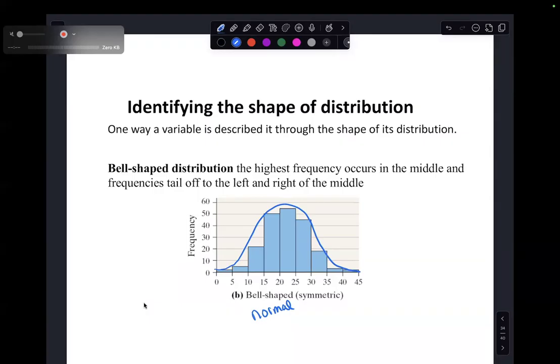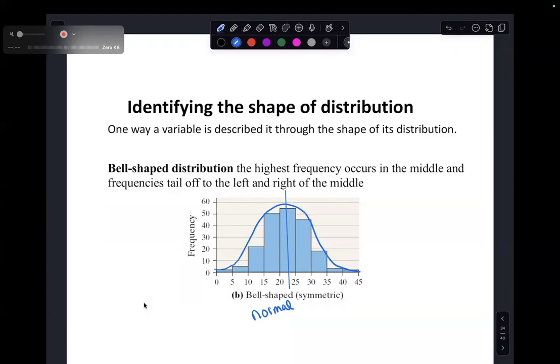So this one is nice and pretty and bell-shaped. It's highest right in the middle, and then it goes off and has tails both to the right and the left. It's symmetric, so I could draw a line right here, and if I folded it on that line, it would mostly line up on itself because it has symmetry. So that's the bell-shaped or normal curve.